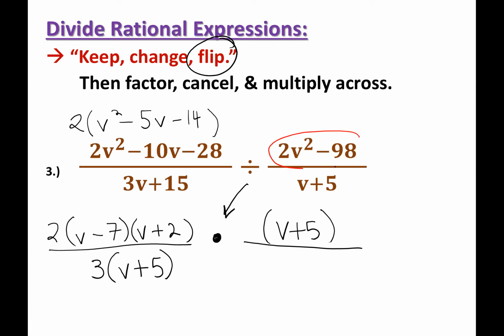Okay, so that was an example of dividing. Keep, change, flip. So we factored completely in every single part of each fraction. The division changed to multiplication. The second fraction flipped, and we multiplied across, multiplying by the reciprocal. It didn't really feel like multiplying, though. We were basically just factoring and canceling still.